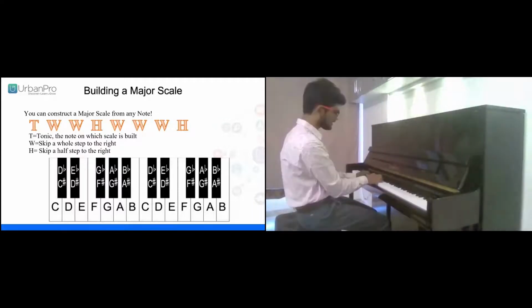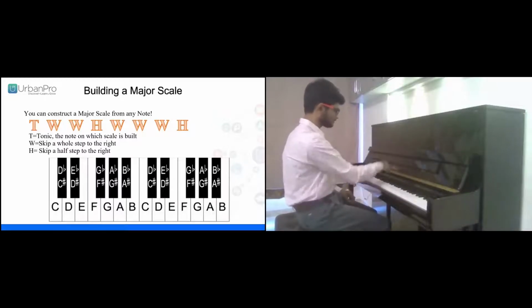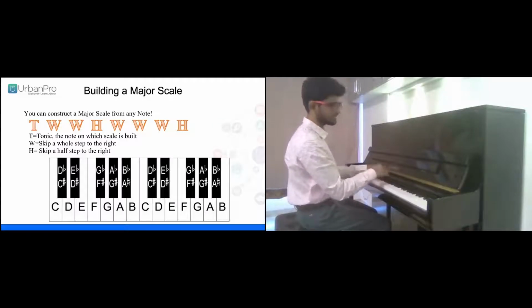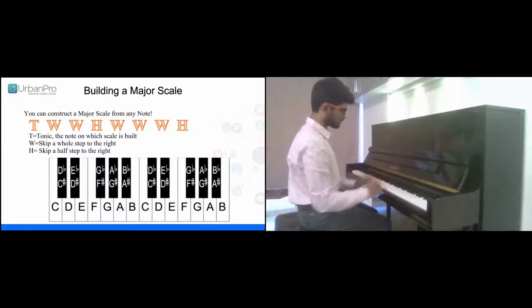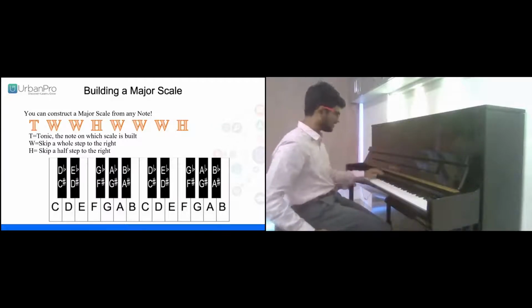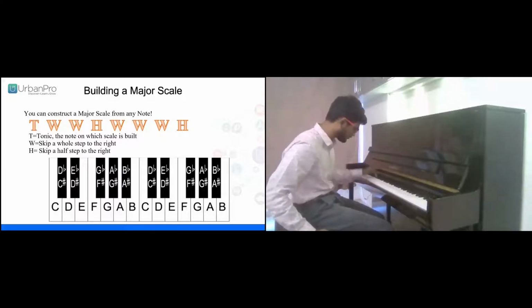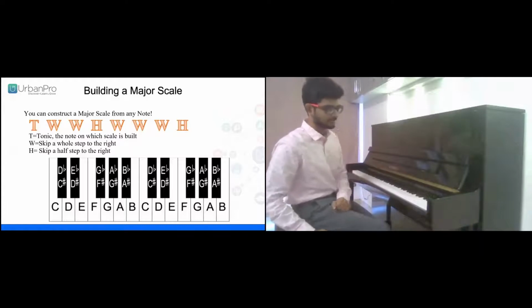So this is the C major scale. Now if I choose some other note, C sharp, how about building a scale from that? That's the C sharp major scale. This is the D major scale. This is the E major scale. So we're going to see how to actually build a major scale from any note. If I give you a certain note, the F sharp major, for example, how would you be able to build a scale from that note?